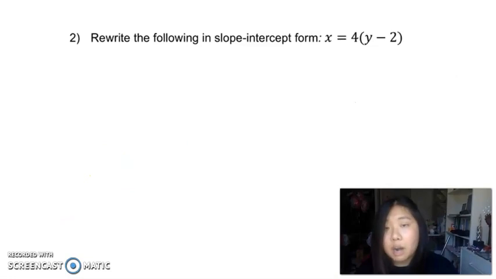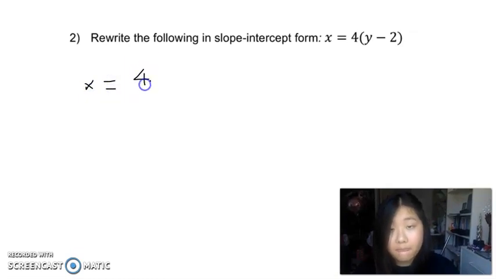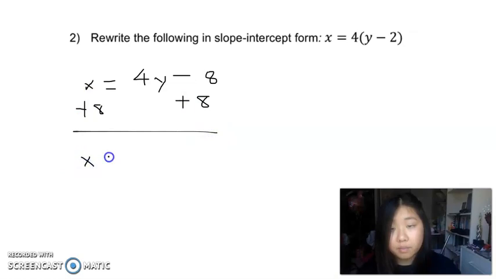Okay. The next problem says rewrite the following in slope-intercept form. x equals 4 times y minus 2. Okay, same thing here. We can start by first distributing and simplify. So x equals 4y minus 8, because 4 times 2 is 8. And then we can get y onto one side by moving the 8 to the other side. So x plus 8 equals 4y.